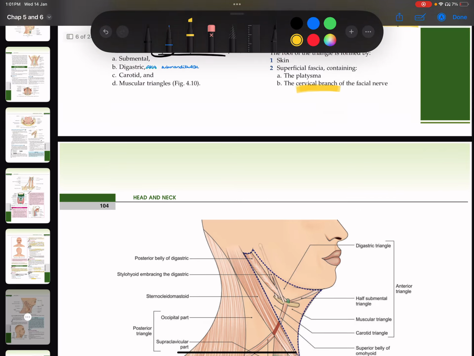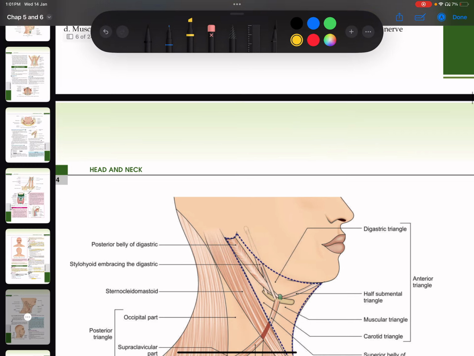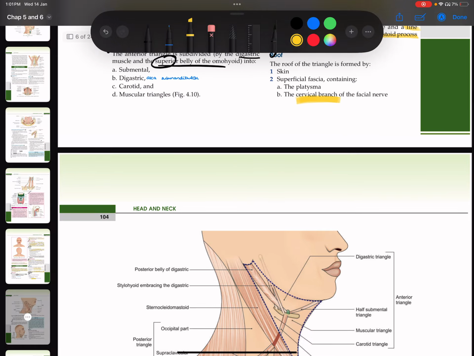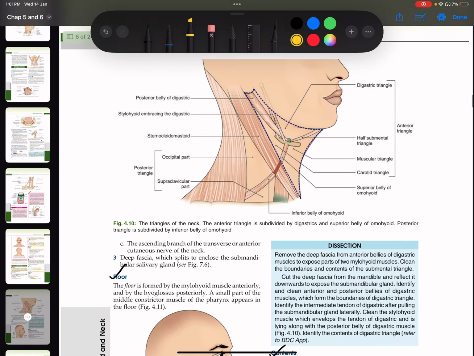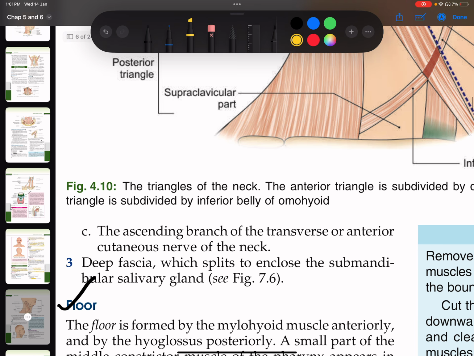So it has the skin and superficial fascia. And superficial fascia we already know. We have studied in the cervical fascia that it has your platysma, right? The superficial fascia we're talking about. Ascending branch of the transverse or anterior cutaneous nerve of the neck. It also has that. It also has deep fascia. And what is this deep fascia? Remember, we have an entire video on deep cervical fascia. It splits to enclose two glands, submandibular salivary gland and parotid gland, right? So deep fascia encloses both of them.